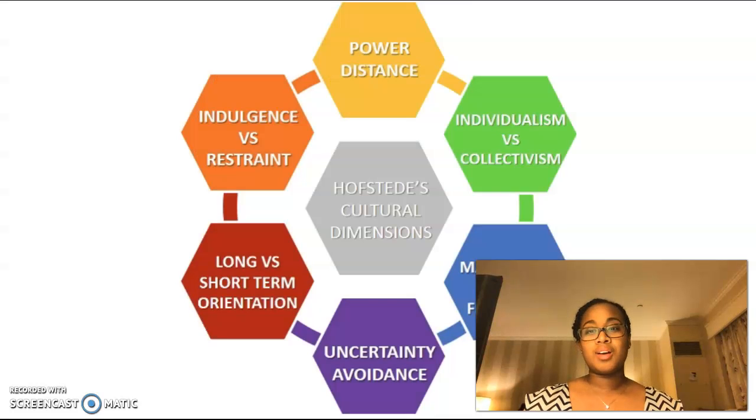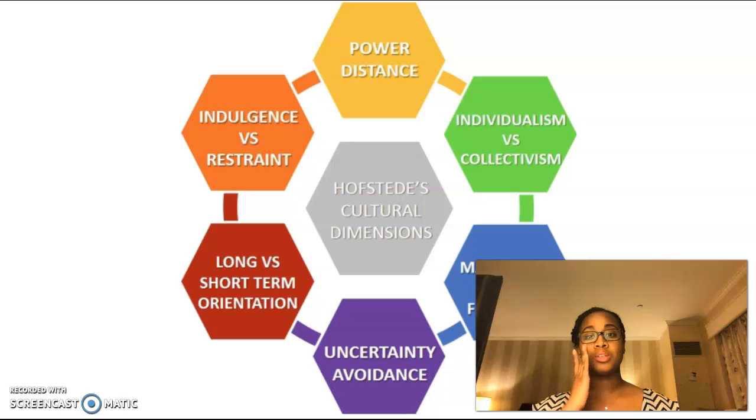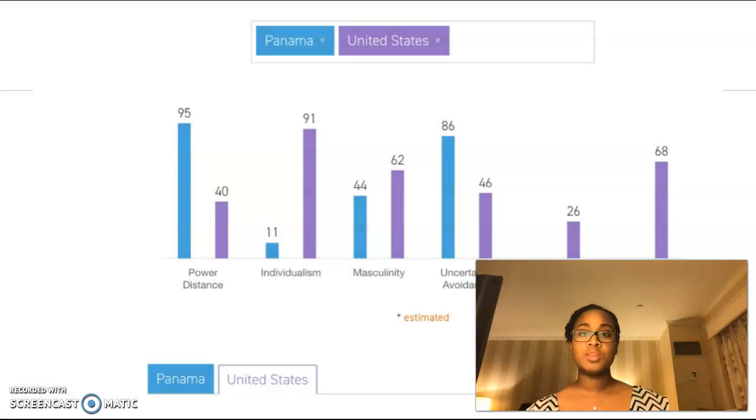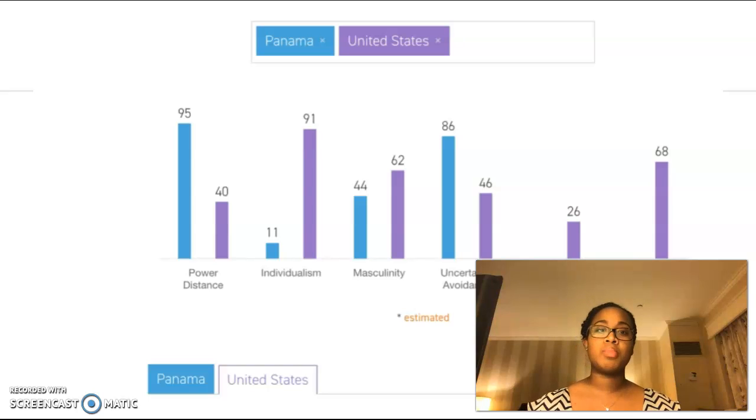So, these are the 6 cultural dimensions. Be sure to remember this. There's power distance, individualism versus collectivism, masculinity versus femininity, uncertainty avoidance, long versus short-term orientation, and indulgence versus restraint. So this is an outline of Panama versus the United States. Panama is in the blue and the United States are in purple, and the next couple of slides are going to get into more detail on what those mean.